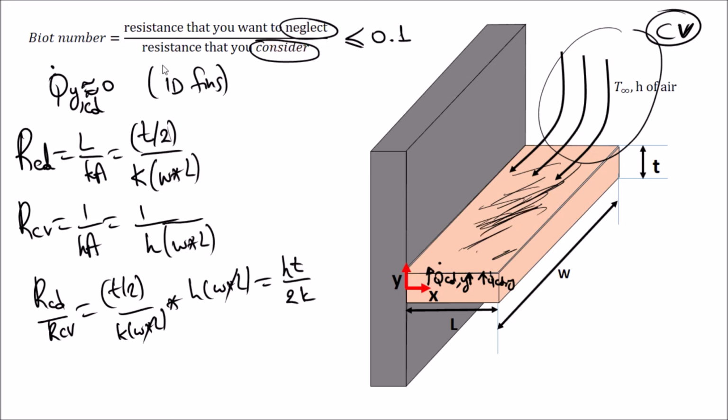If you want the one-dimensional analysis to be valid for the fin, then this should be smaller than or equal to 0.1. The h and k values you cannot change, therefore you can play with the thickness. Most of the time, fin thicknesses are on the order of 10 to the negative 3. Therefore, this is a valid approximation for fins. Now we'll do the same for the lumped capacitance method that we have covered in our lectures.